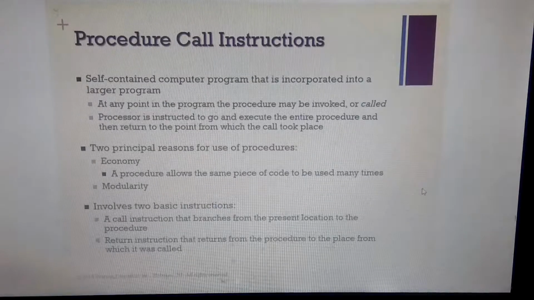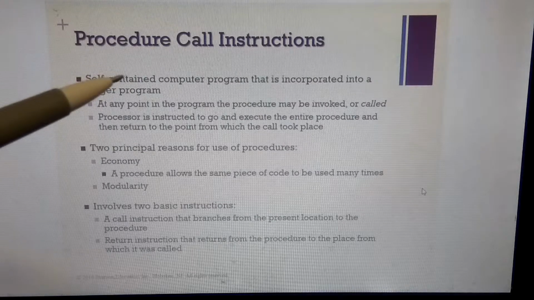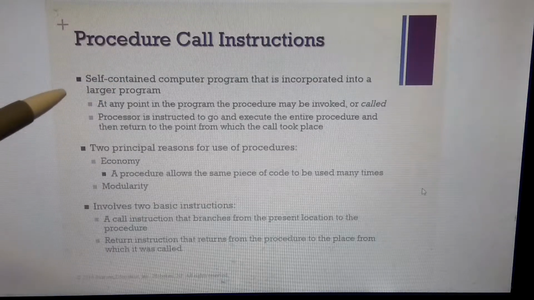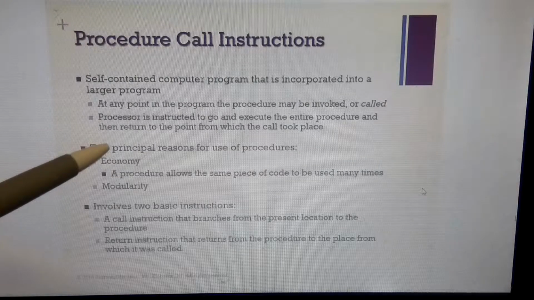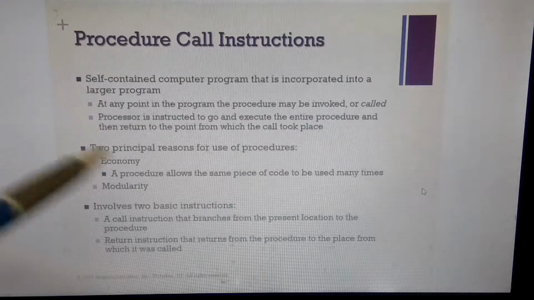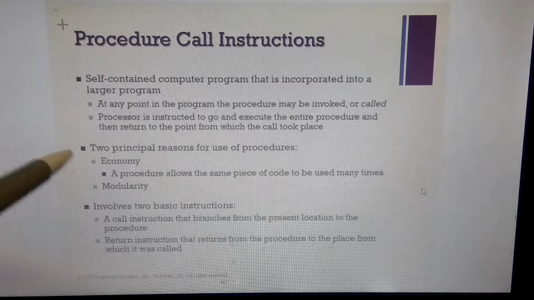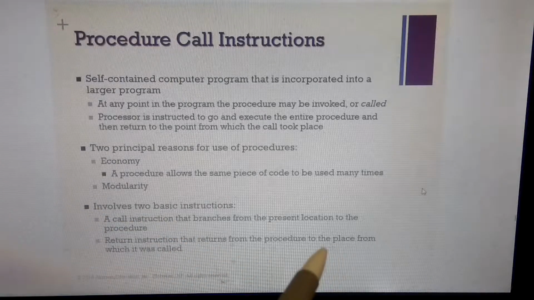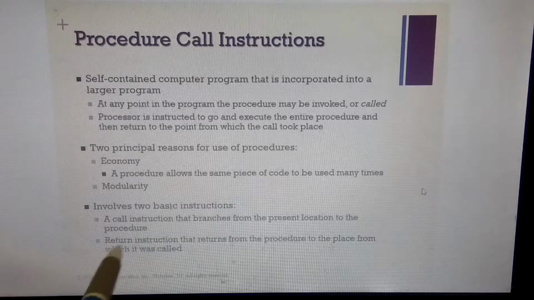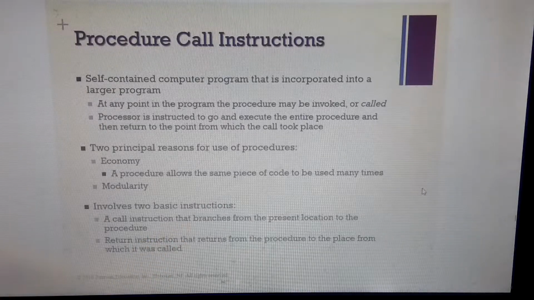And lastly, we'll look at the procedure call instruction. It's a self-contained computer program that is incorporated into a larger program. There are two principal reasons for the use of procedure call instructions, which are economy, because the procedure allows the same piece of code to be used many times, and also modularity. This involves two basic instructions: a call instruction that branches from the present location to the procedure, and a return instruction that returns from the procedure to the place from which it was called.